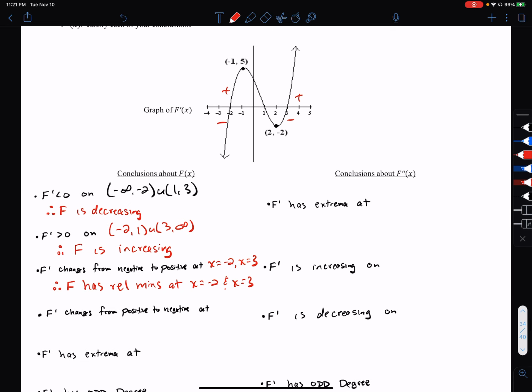F prime changes from positive to negative right here at x equals 1. What conclusion can we draw from that? Is that f has a relative maximum at x equals 1.